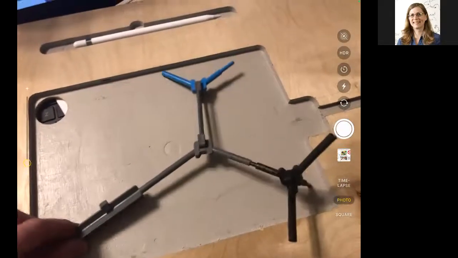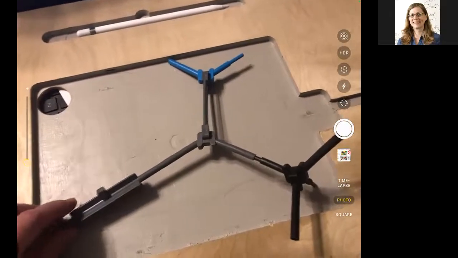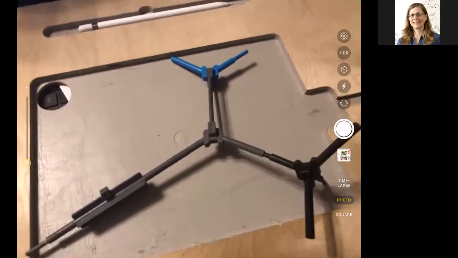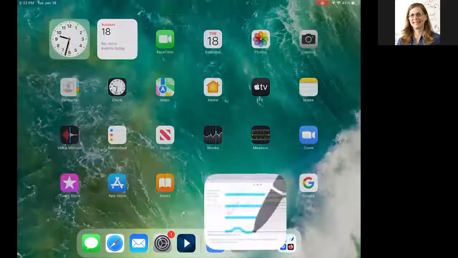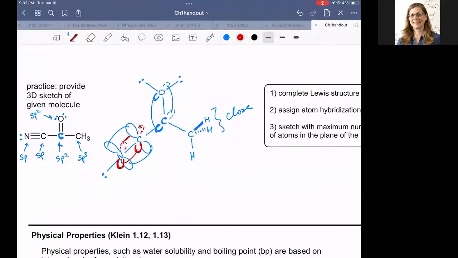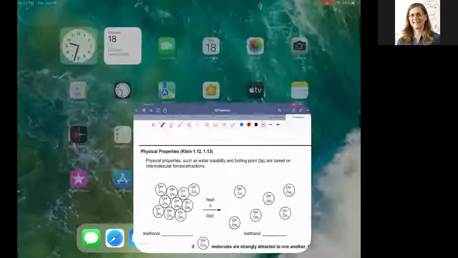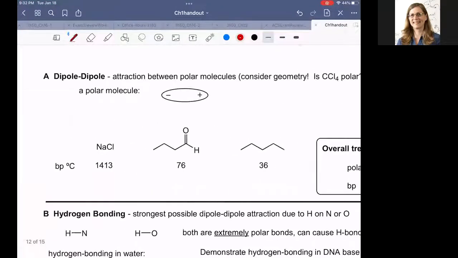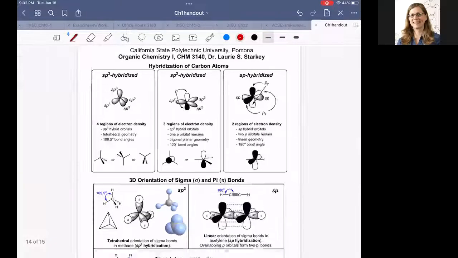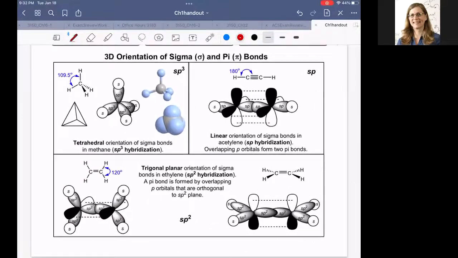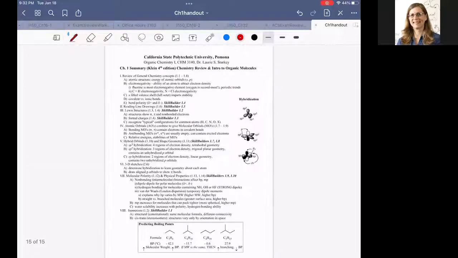So we're going to have a homework assignment where I'm asking you to do 3D sketches. So it's good practice in drawing Lewis structures. And then it's good practice in assigning hybridization and drawing those sketches. So that'll give you some additional practice. The textbook doesn't have too many of these things. Okay, and the only thing that's left in chapter 1 is to talk a little bit about physical properties like boiling point and solubility. Just a reminder too, the very last page is an outline, a summary of the entire chapter.